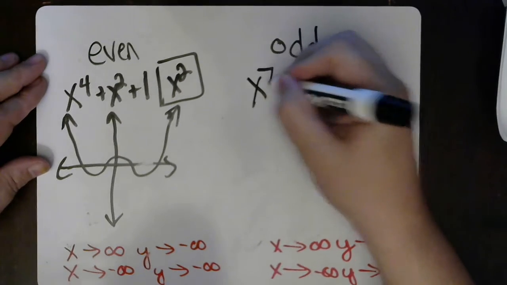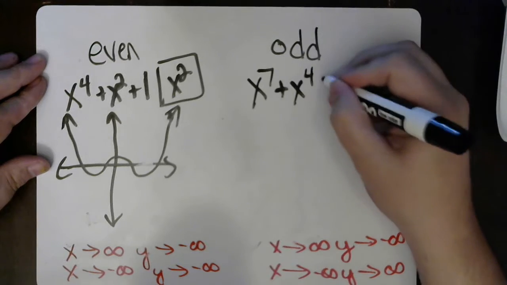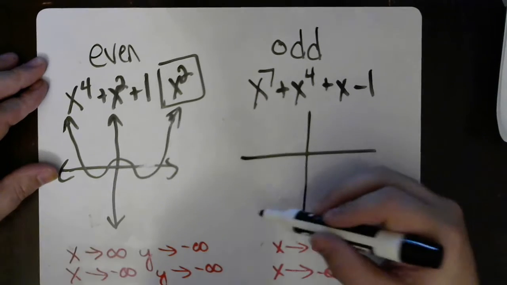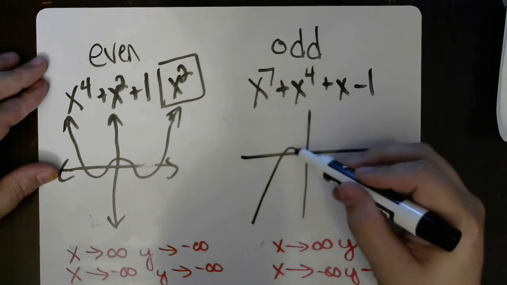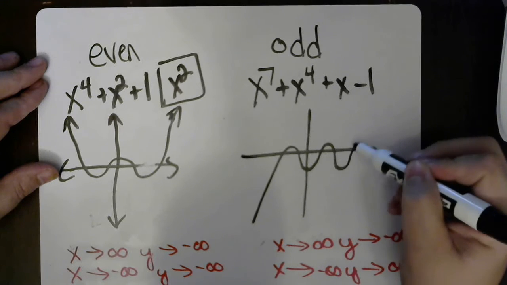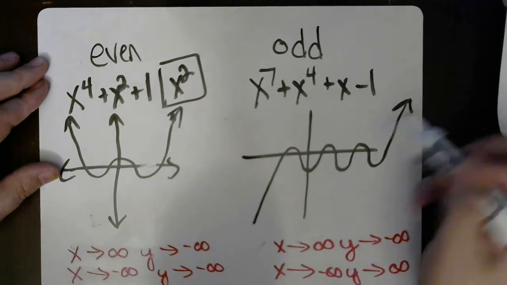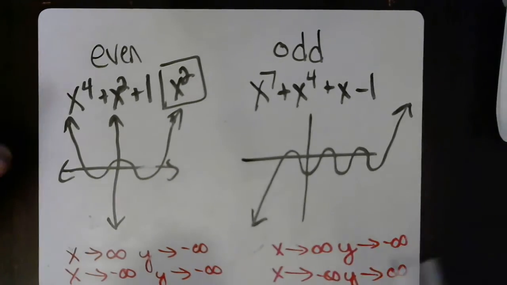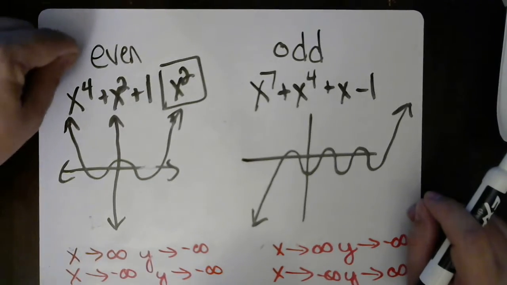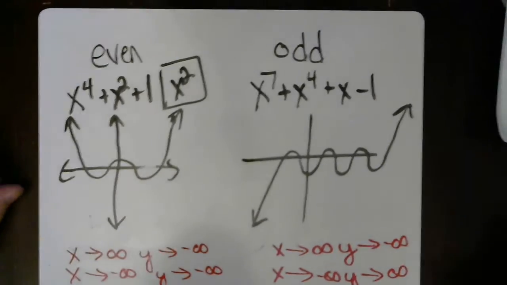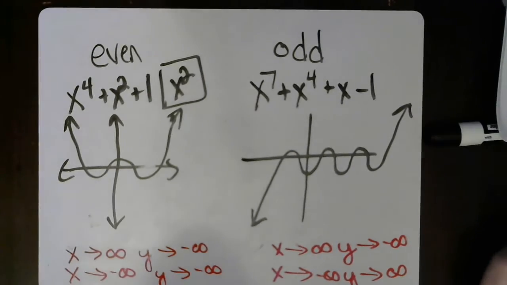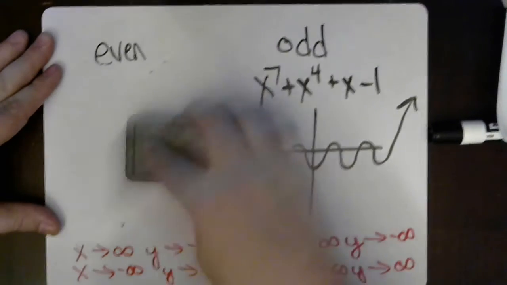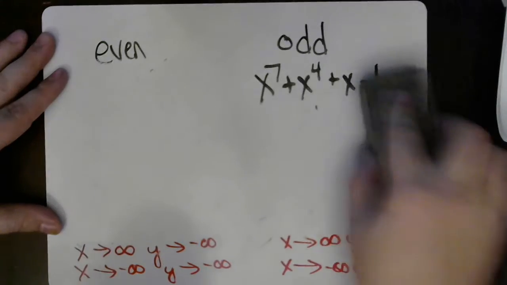Now let's look at x to the 7th plus x to the 4th plus x minus 1. We know in this case, again, that it has to start down here and it ends up like this. Okay, so that is just a brief description of even and odd functions. Now let's do a couple more examples, and then we will move on to figuring out why I know this, since there are so many terms in these.